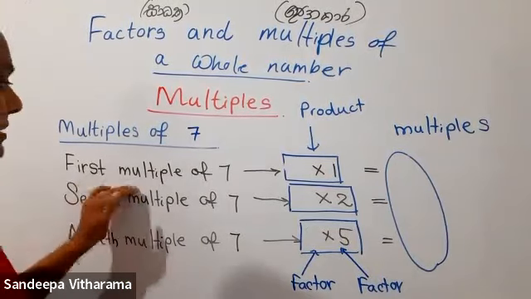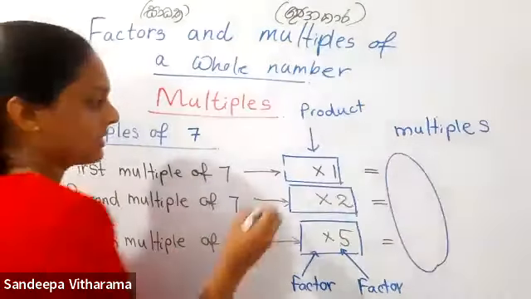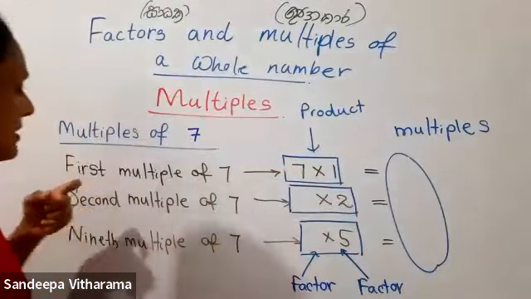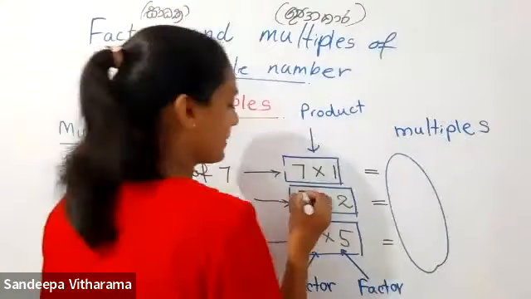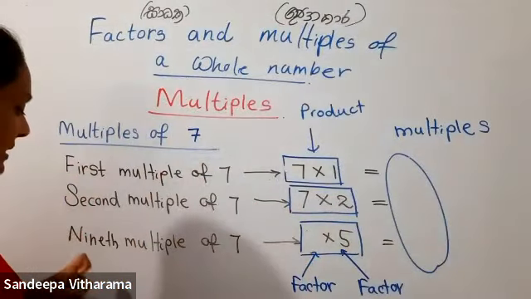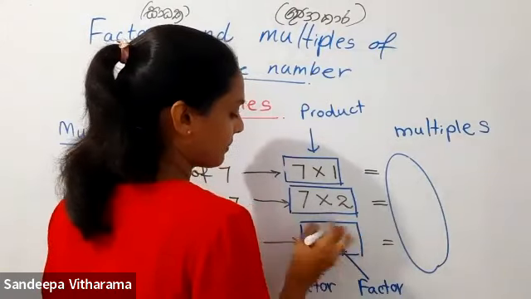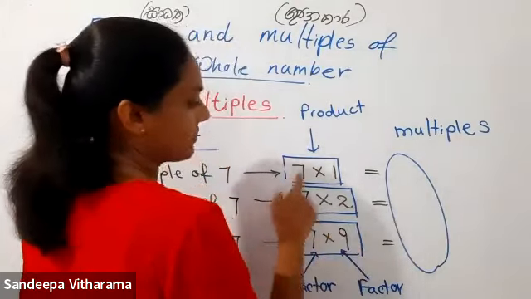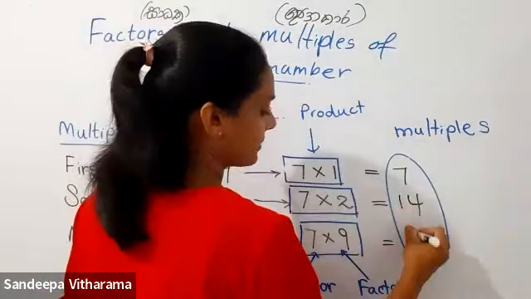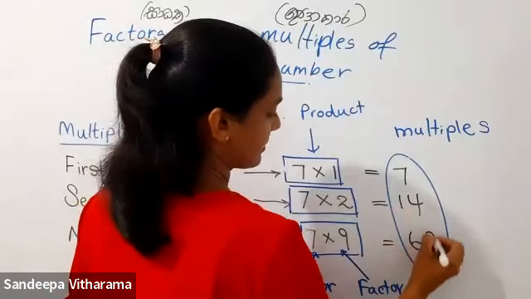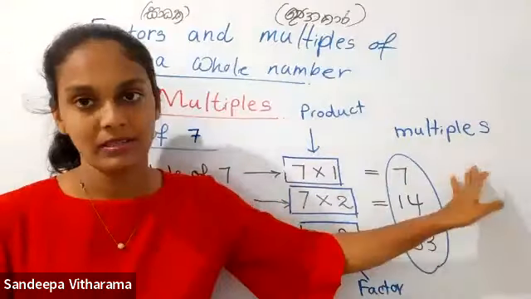Then to obtain the first multiple of 7, what you have to do? You have to multiply 7 by 1. To obtain the second multiple of 7, you have to multiply 2 by 7. To obtain the ninth multiple of 7, you have to multiply 7 by 9. 7 into 1, 7. 7 into 2, 14. 7 into 9, 63. Okay.